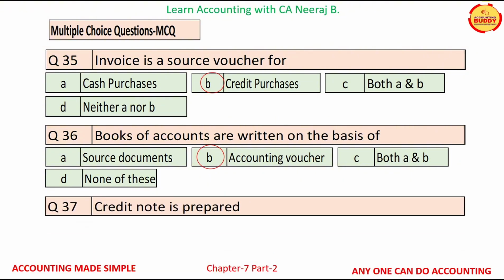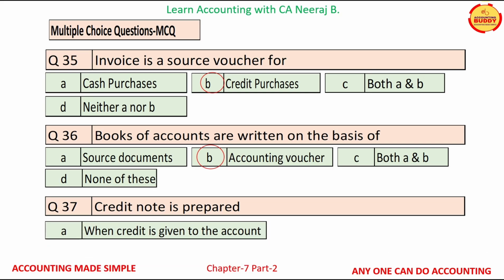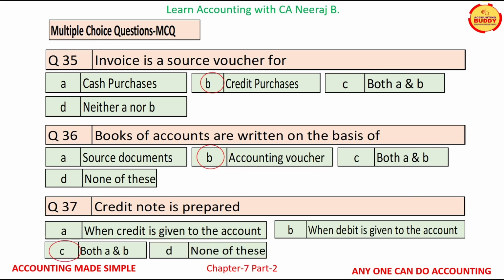Question number 37. Credit note is prepared, and the options available are option A when credit is given to the account, option B when debit is given to the account, option C both A and B, and option D none of these. And the correct answer is option A, when the credit is given to the account. Therefore, credit note is prepared when credit is given to an account. Always remember this.